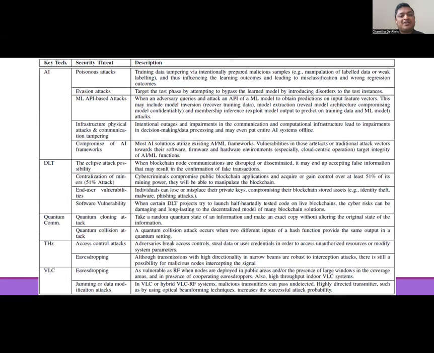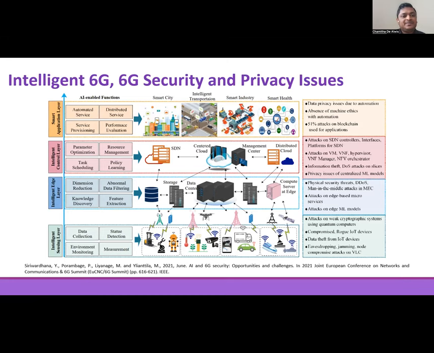And if you look at AI, AI enables a lot of functions in future networks. For instance, automated services and such in the application layer. If you look at the control layer, parameter optimization, resource management, and such. If you look at the network edge, maybe filtering data, extracting features. And if you look at sensing, data collection and monitoring the environment. However, if you look at each of these layers, you can see that there are threats and security and privacy issues related to them, right?